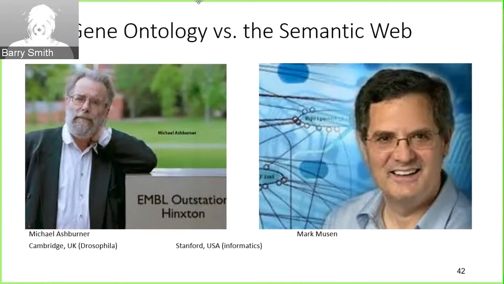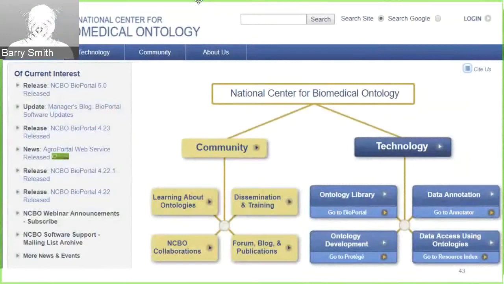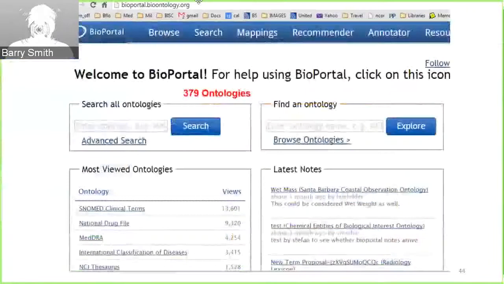So I was the person who was working with both the gene ontology and with Mark Musen when the National Center for Biomedical Ontology was founded. And I was responsible for dissemination and ontology best practices within the NCBO. And I think I can illustrate very clearly what happens when you create biomedical and biological ontologies without something like the methodology of the OBO Foundry.